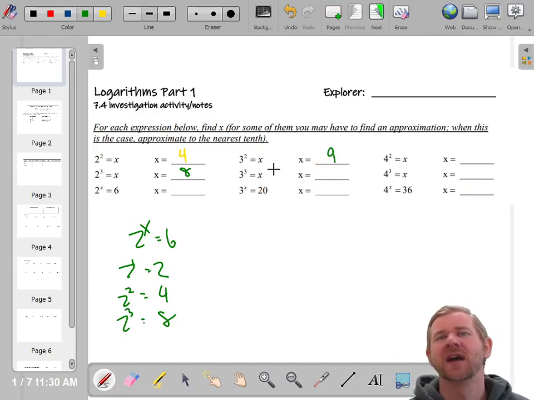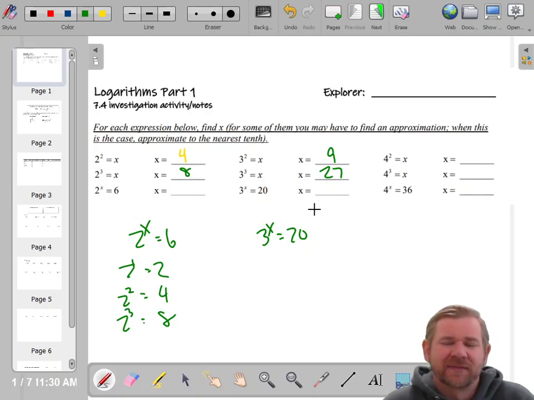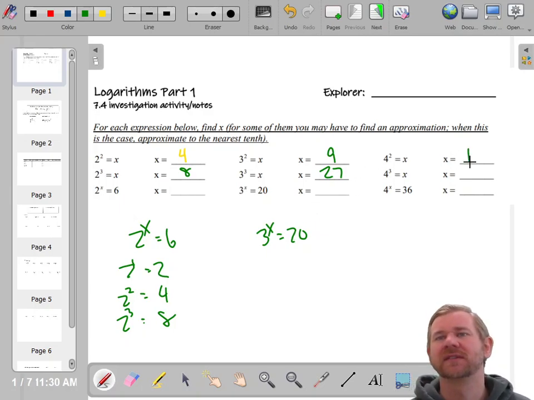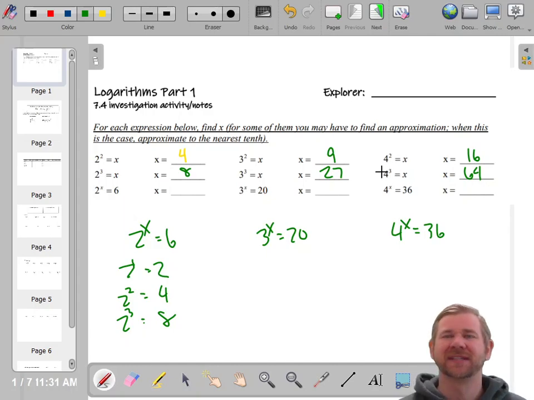3 squared is 9, 3 to the third is 27, and then 3 to some power is 20. Again, it's got to be between 2 and 3, but it's not going to be perfect. I'm going to have to guess and check basically. 4 squared is 16, 4 to the third is 64, and then 4 to the x is 36. It's between 2 and 3 again, but we'd have to sit here and guess and check.